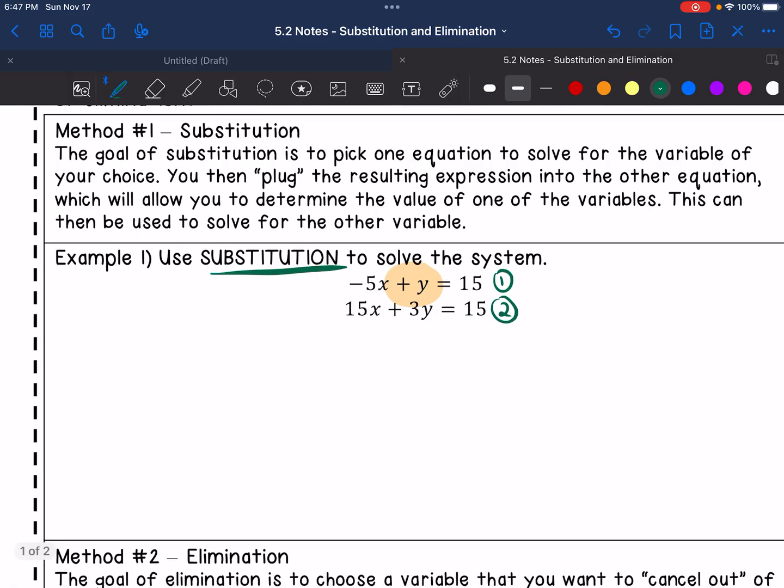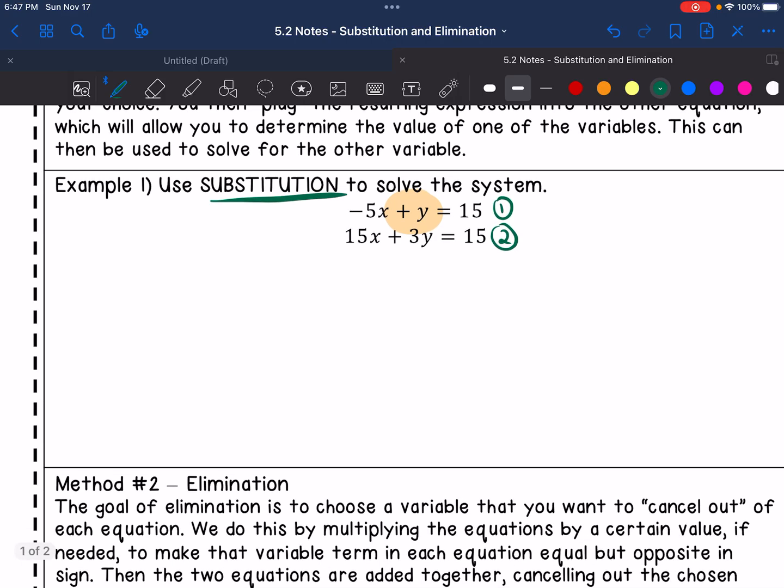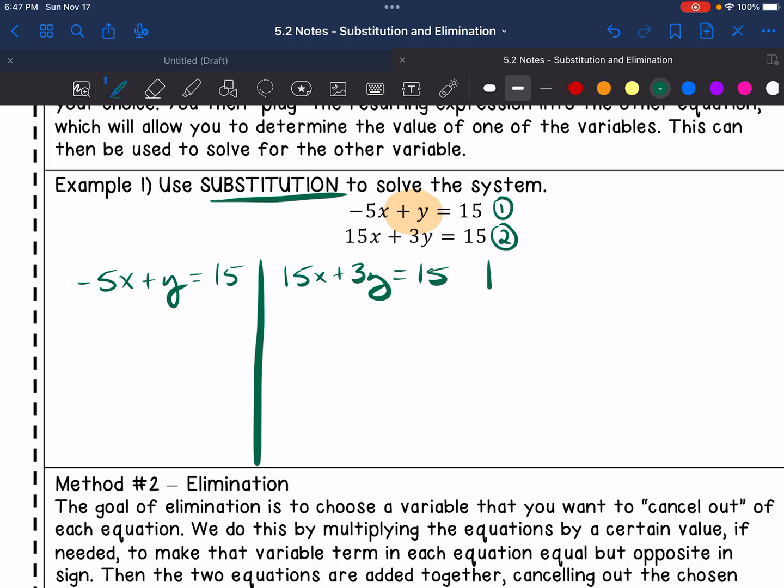So what I'm going to do is lay this out, and I'm going to write that equation first. So negative 5x plus y equals 15. And then next to it, I'm going to write my other equation, 15x plus 3y equals 15. So that's equation 2. All right. And then we're going to save this last part for what we're doing here. Okay.